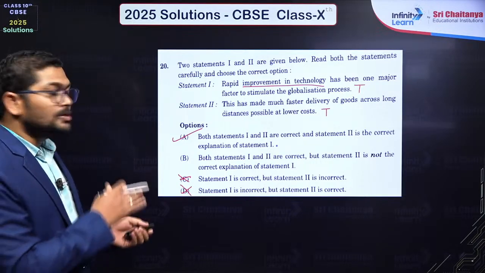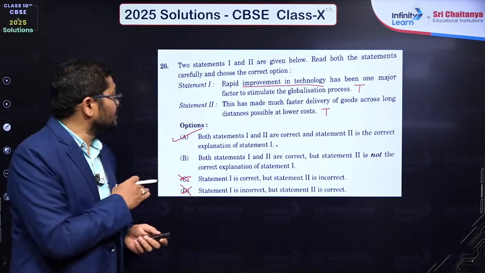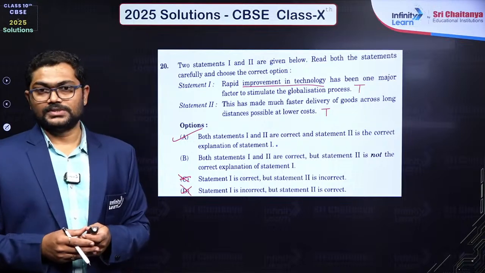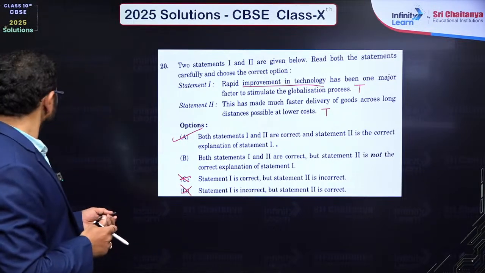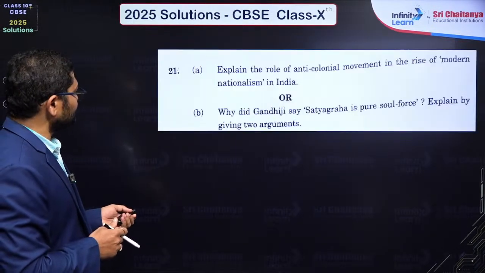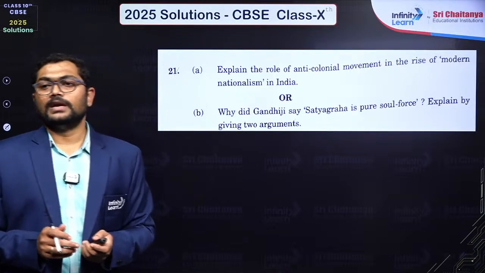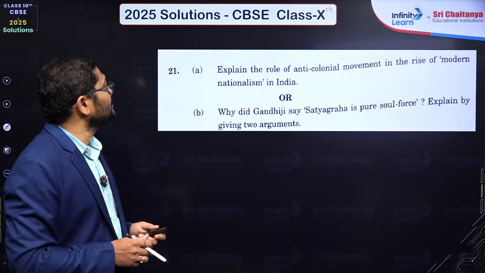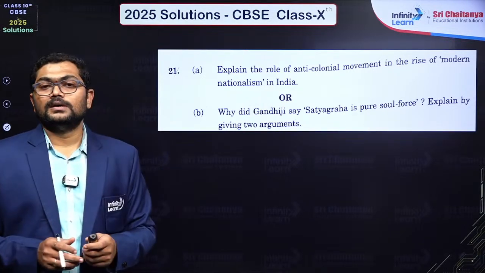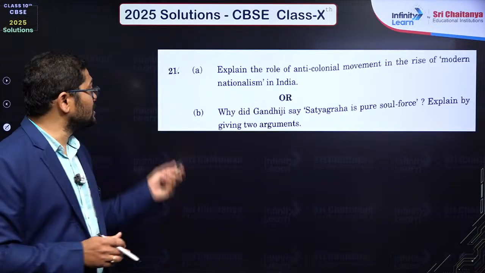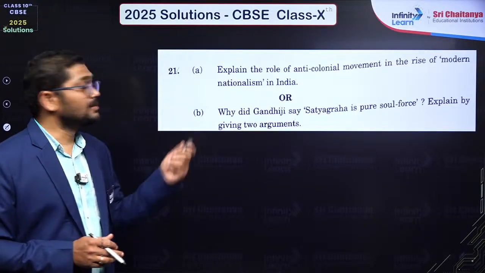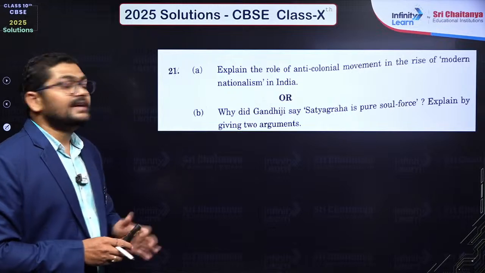Next one. With the 20 questions, we are done with the MCQs, and now we are going to enter the 2-marker questions, question number 21. This question number 21 actually came from Nationalism in India, history chapter number 2, and we have an internal choice.